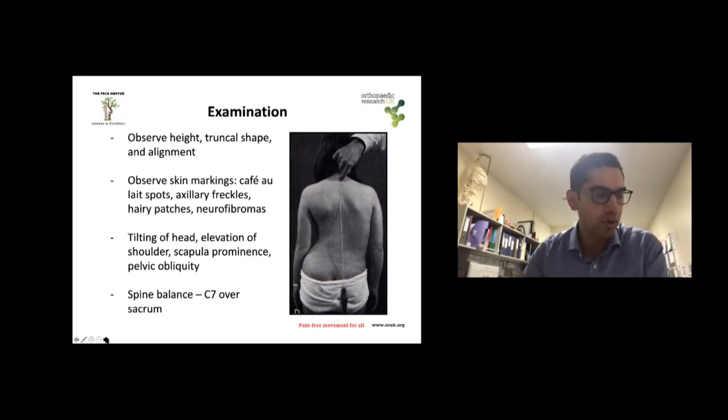So you're looking for cafe au lait spots, which could indicate neurofibromatosis. You're looking for axillary freckling, again, indicating neurofibromatosis or neurofibromas. You also look at the back to look for any hairy patches or skin dimpling, which could suggest spinal dysraphism, such as spina bifida. In the patient's upright posture, you want to, again, evaluate them from the front, the back, and the sides. You want to evaluate the heights of the iliac crests, their shoulders. You want to also see if you can actually see a spinal curvature.